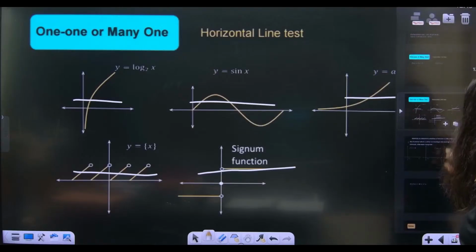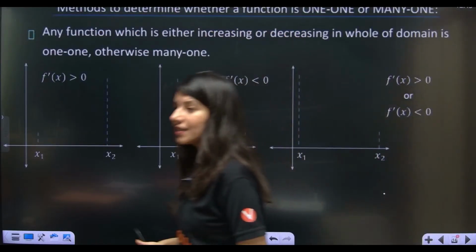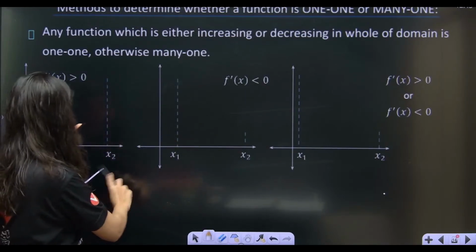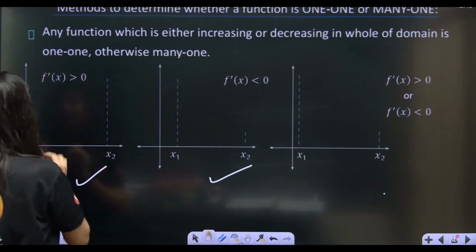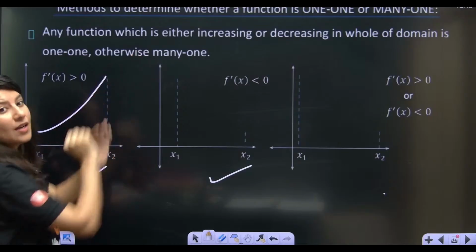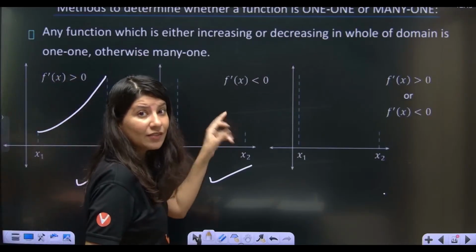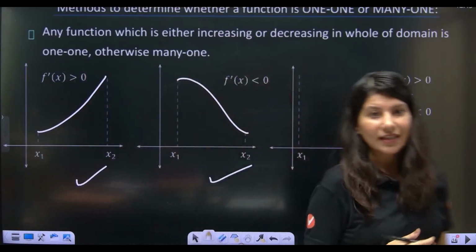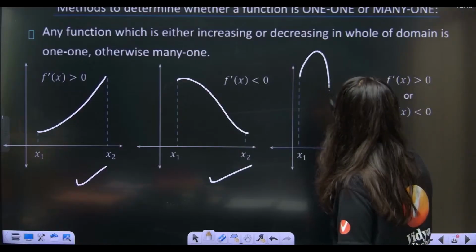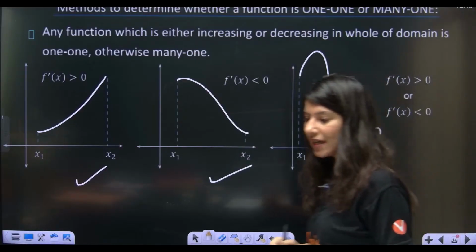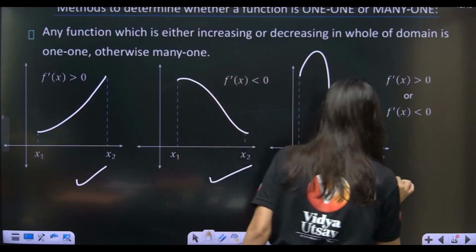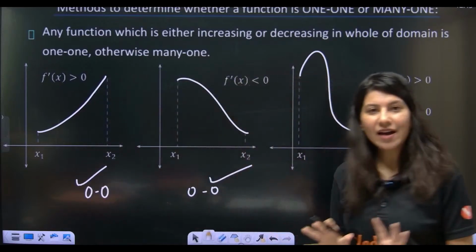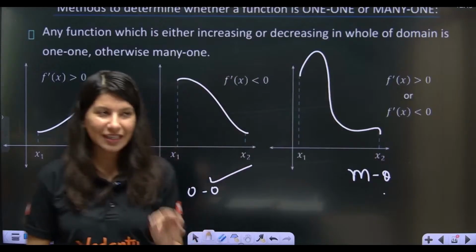Now the next method was the calculus method, wherein we discussed that if a function's derivative is either always positive or always negative, then it is 1-1. Derivative always positive means the function is strictly increasing. Derivative always negative means the function is strictly decreasing. And if a function is fluctuating, sometimes increasing, sometimes decreasing, then it is a many-1 function. So in this case, many-1, and this is 1-1. Remember everything. So I have revised the previous lecture in about 5 minutes.